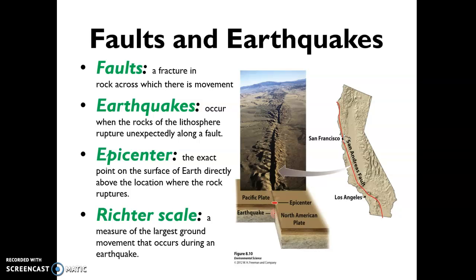Okay, so next I want to tell you about the Richter scale. The Richter scale is the measurement of the largest ground movement that occurs during an earthquake. So it's much like the pH scale. It's a logarithmic scale. So for example, an earthquake of 2.0 on the Richter scale is not very much ground movement and probably won't even be noticed by most people. If you move to an earthquake that's a 3.0, that earthquake is actually 10 times greater than the 2.0.